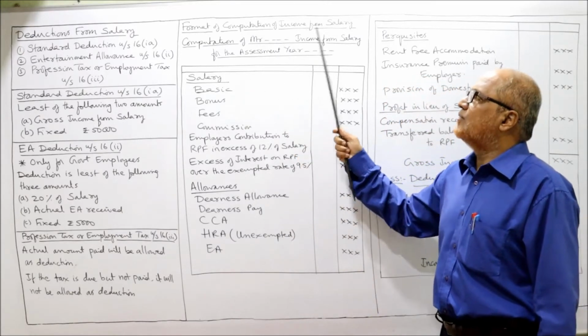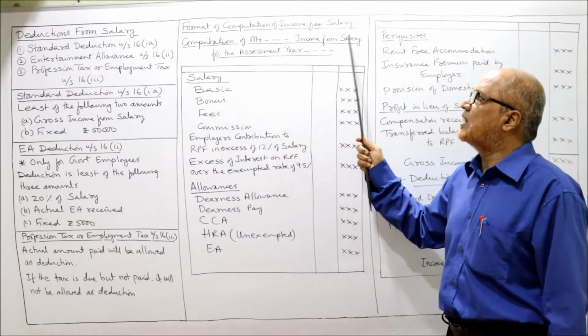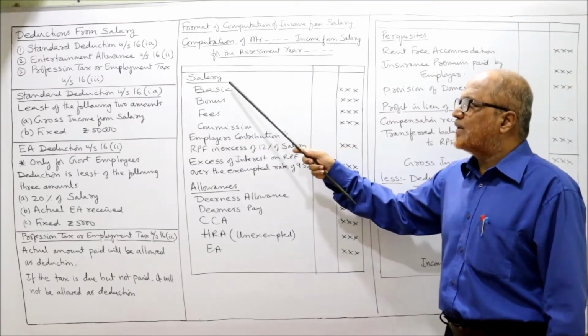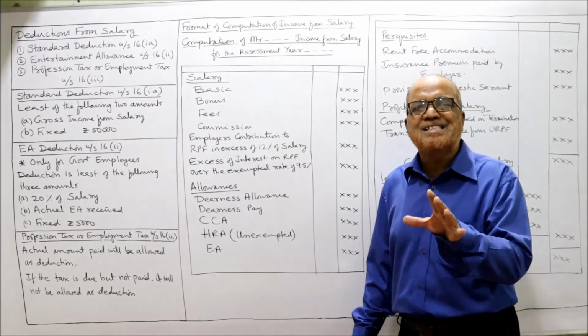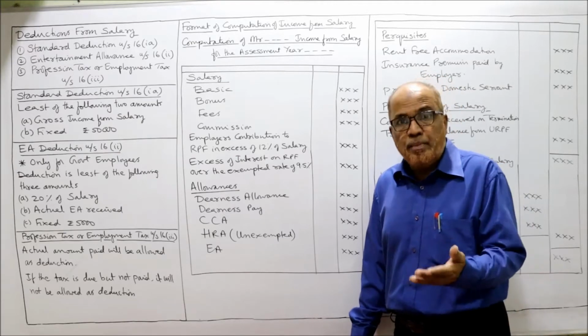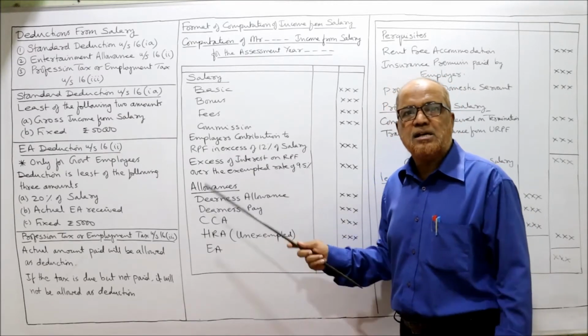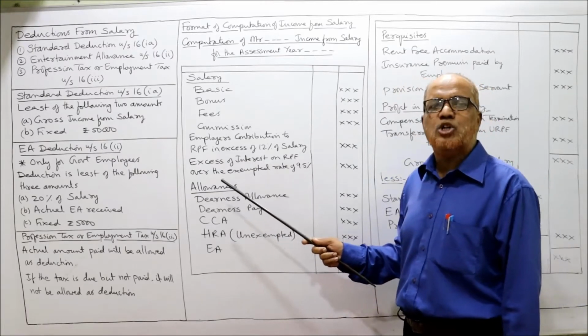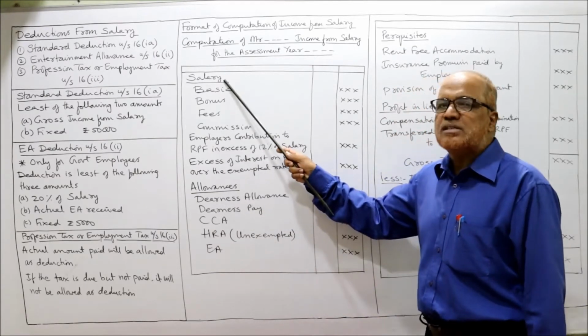The format of computation of income from salary: computation of Mr. Dash's income from salary for the assessment year. The first item is salary. This is only a brief illustration of the format. Many other items may come, but broadly these are the normal items you will find in the computation of income from salary.